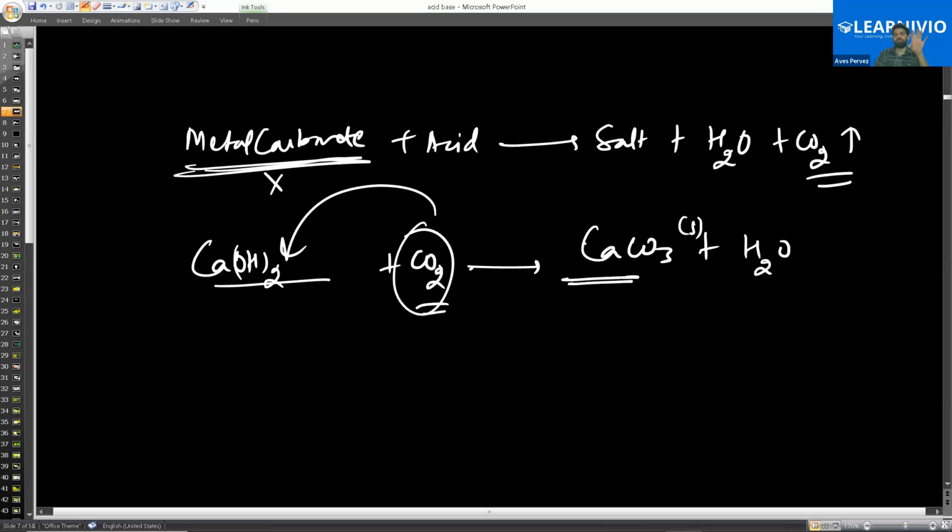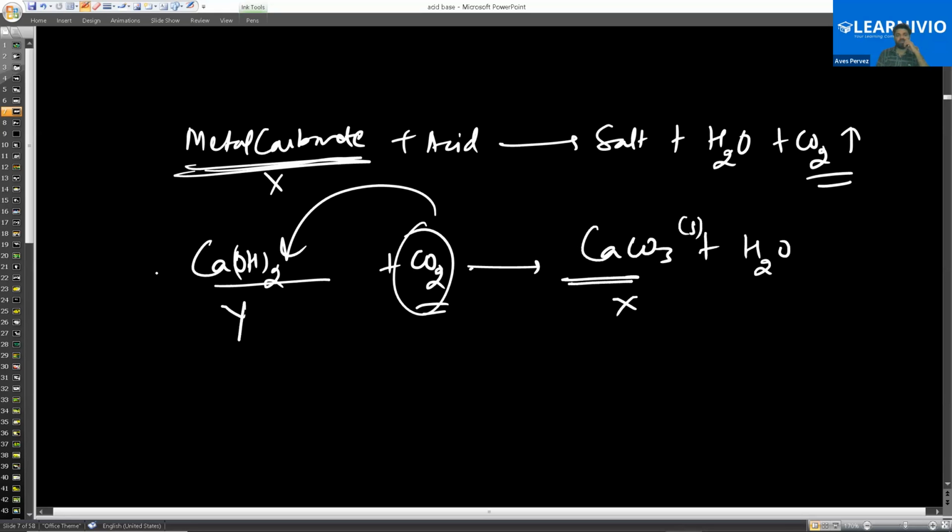So we are assuming, we are not yet confirmed, that Y is calcium hydroxide. If Y is calcium hydroxide, then X will be calcium carbonate. But we are just keeping it aside. It is only our assumption.